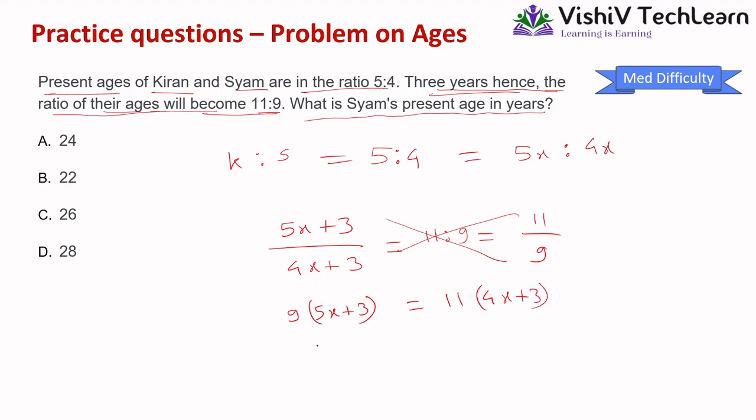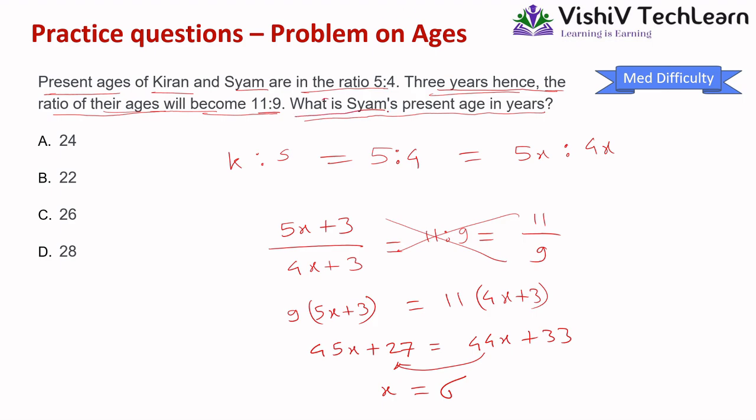9 5s are 45, so 45x, plus 9 3s are 27, is equal to 11 4s are 44x plus 33. Then bringing this to this side, 45 minus 44 will be 1x. So x is equal to 33 minus 27, which is 6. The gap between 27 and 33 is 6. Now x is 6.